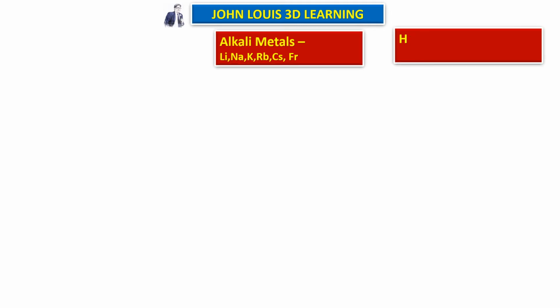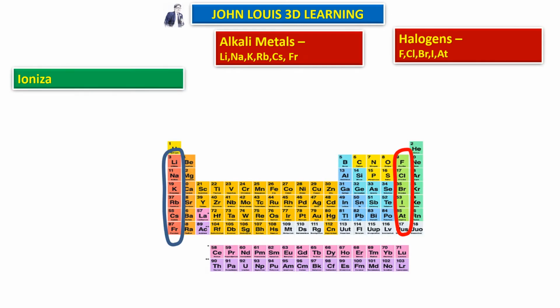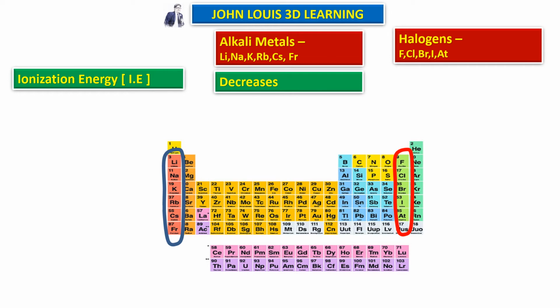Next property is ionization energy. What is ionization energy? The energy required to pull out an electron from an isolated gaseous atom. When we go down, the ionization energy decreases because the atomic size goes on increasing. Therefore, the pull of the outer electron towards its nucleus decreases, so it is easy to pull out the electron. Therefore, ionization energy decreases. In halogens also it decreases because when we go down, the size increases. Clear?